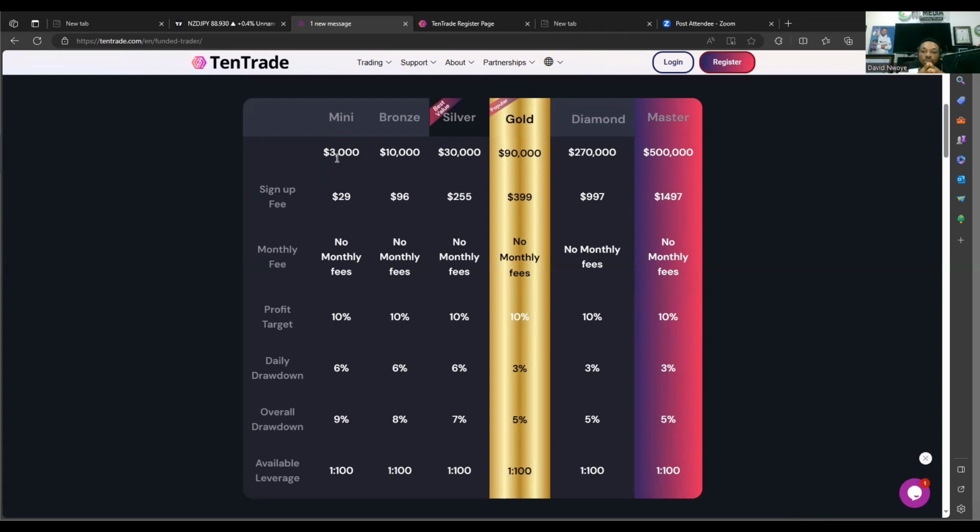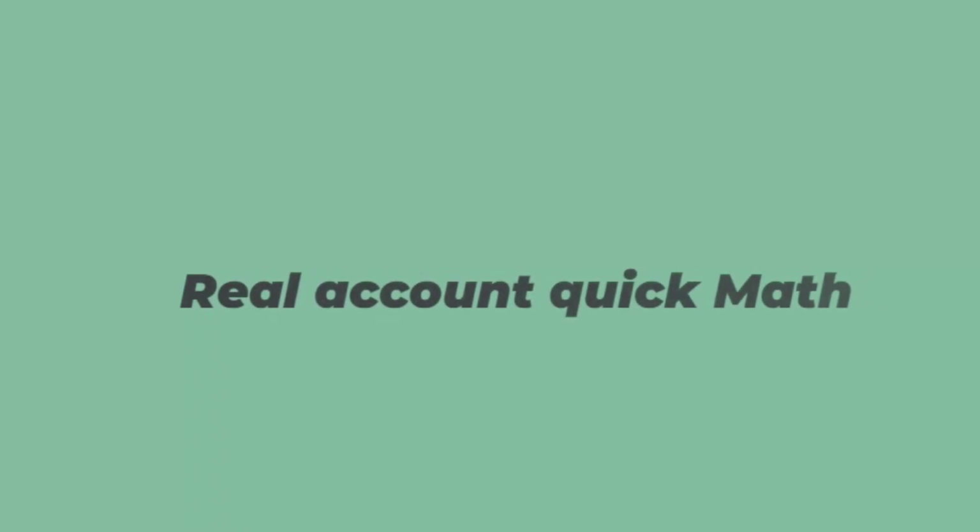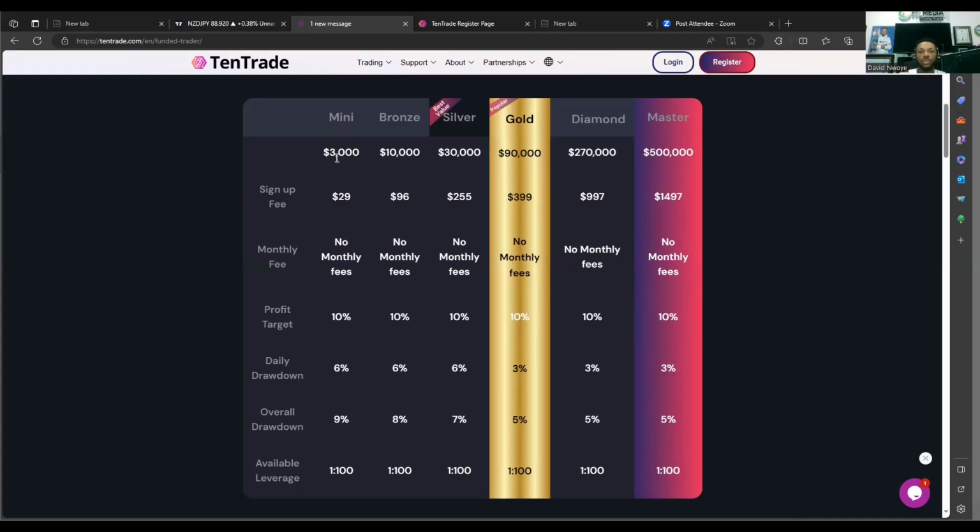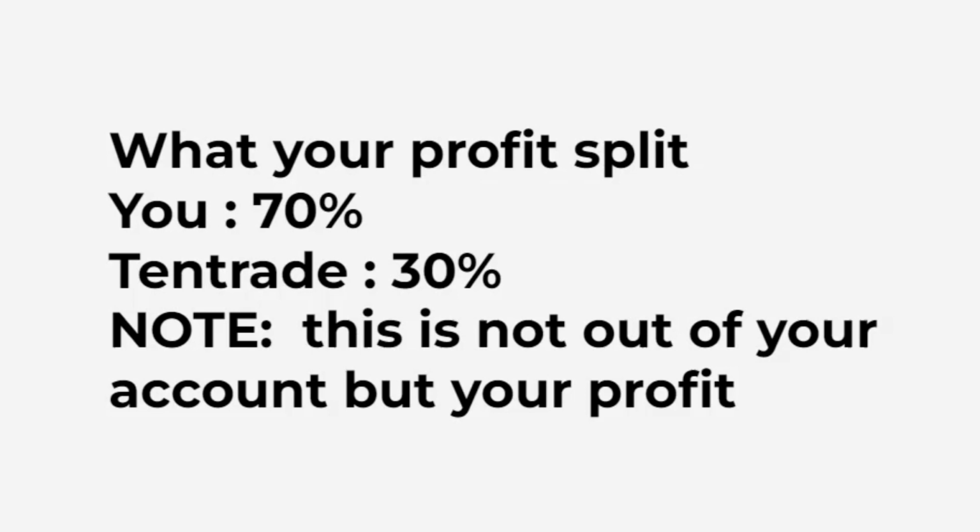All right. So what you just need to do is, it's easier for you to make 10% out of that 3K. Since you are able to make 10, you can make more. It's your choice. All right. But if you can target 10%, it's cool. That 10%, let's do quick maths. You get your 70% profit split. Just in case you don't know the profit split, you're getting 70% and the firm is getting 30% of your profits. All right. Not out of your account, out of the profits made on the account.